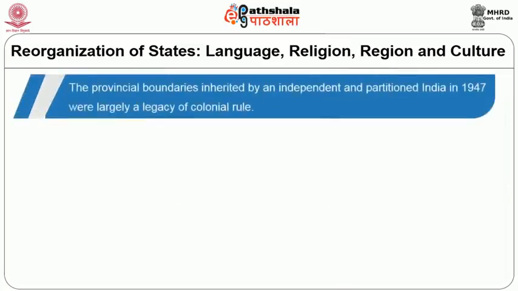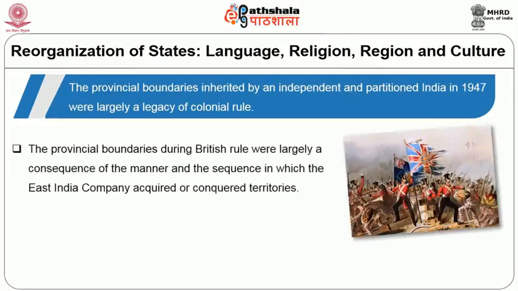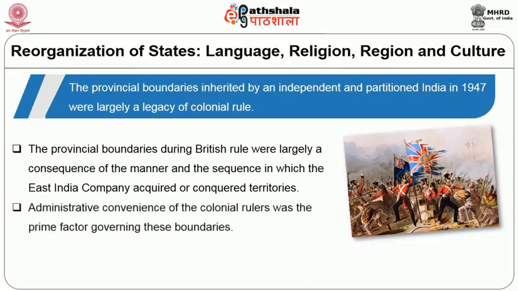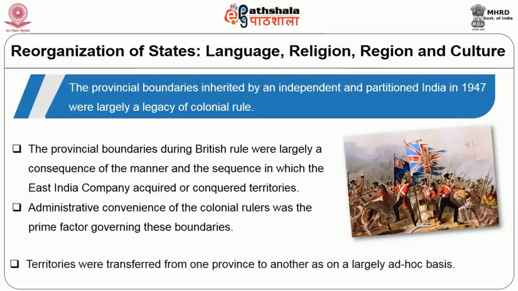The provincial boundaries inherited by an independent and partitioned India in 1947 were largely a legacy of colonial rule. The provincial boundaries during British rule were largely a consequence of the manner and the sequence in which the East India Company acquired or conquered territories. Later, administrative convenience of the colonial rulers was the prime factor governing these boundaries. Territories were transferred from one province to another on a largely ad hoc basis.